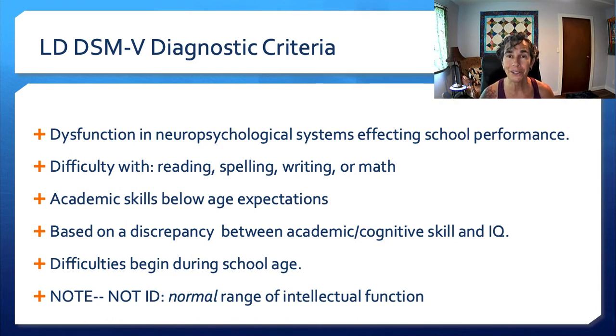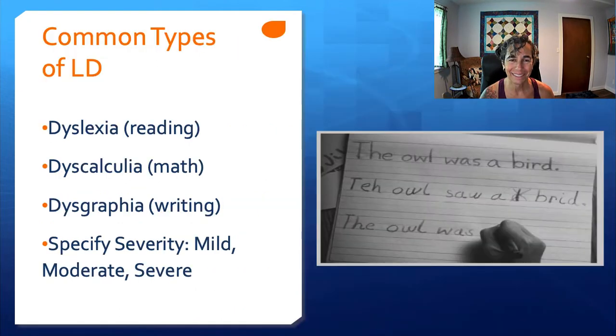It's also important for us to be aware of this when we're working with clients who have learning disabilities, that they have solid cognitive skills. However, this one area is problematic. The difficulties start during school age, and there is a fair amount for you to read from the DSM in the presenter notes. So do have a look at that. Some common types of learning disabilities: dyslexia, which is associated with reading; dyscalculia, associated with math; dysgraphia is writing, and we specify the severity according to the DSM-V, either mild, moderate, or severe.